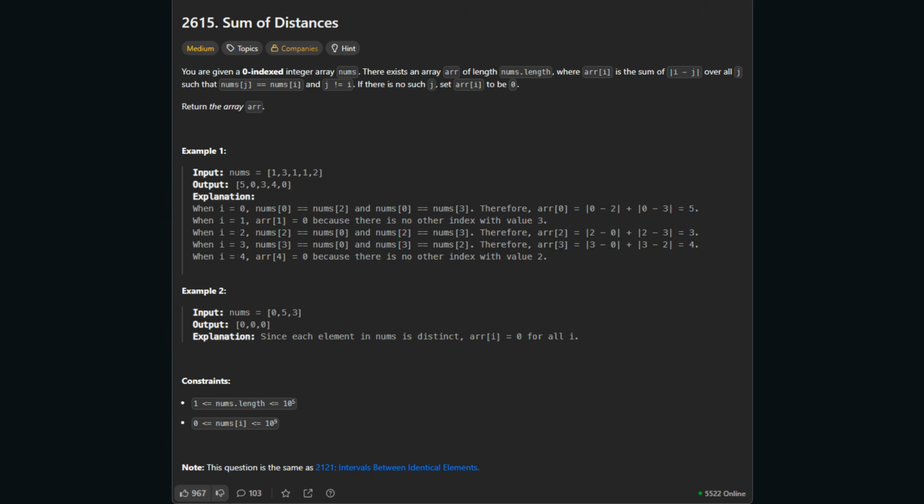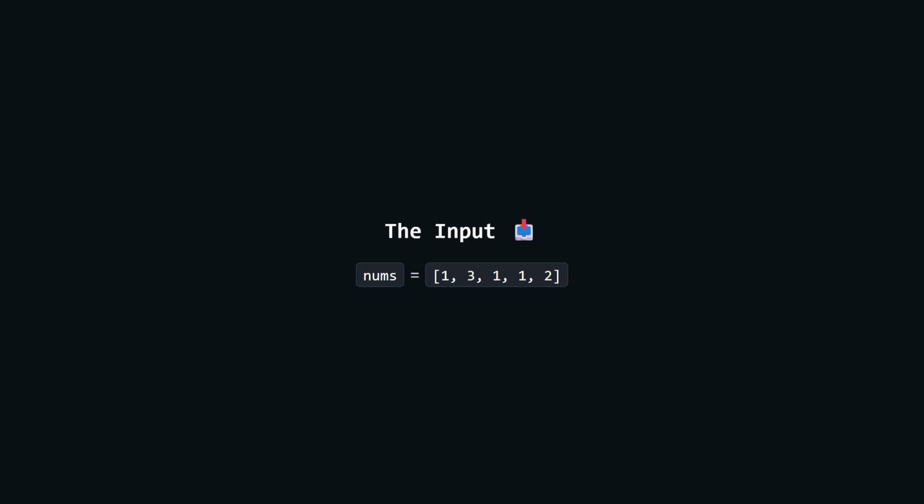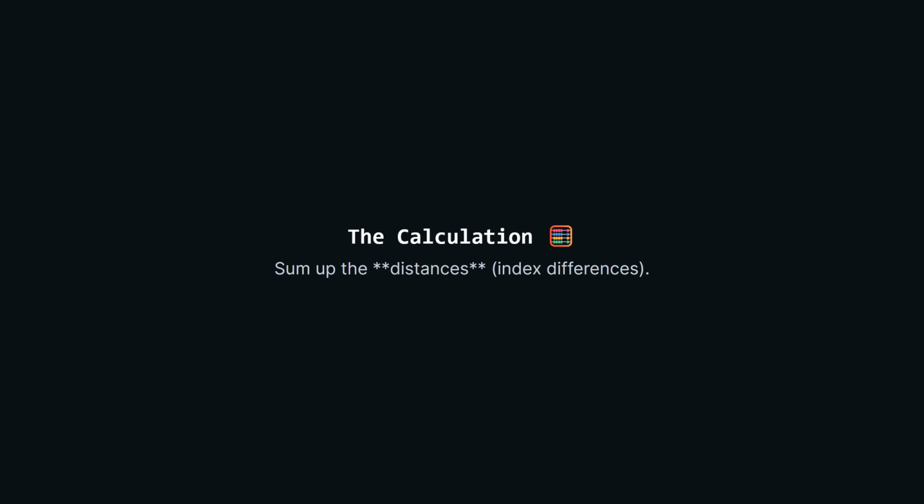Okay, here is the problem page. It's got some math notation, so let's break it down into plain English together. We are given a list of integers which they call nums. Our job is to create a brand new list of the exact same size to return as our answer. For every single position in that list, we need to look around and find all the other numbers that have the exact same value. Once we find those identical numbers, we figure out how far away they are from our current spot. We calculate the difference between their index positions and add all those distances together.